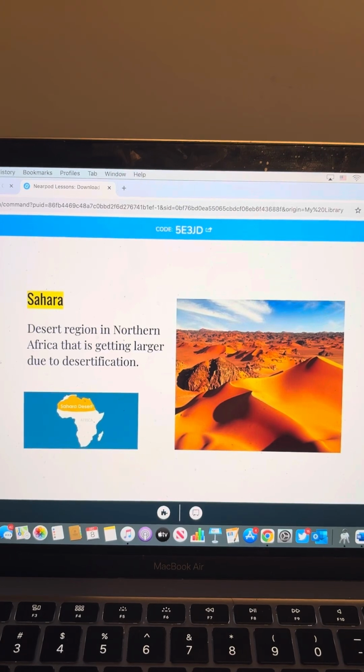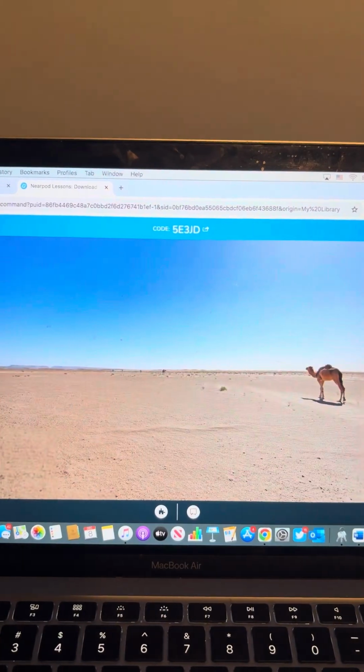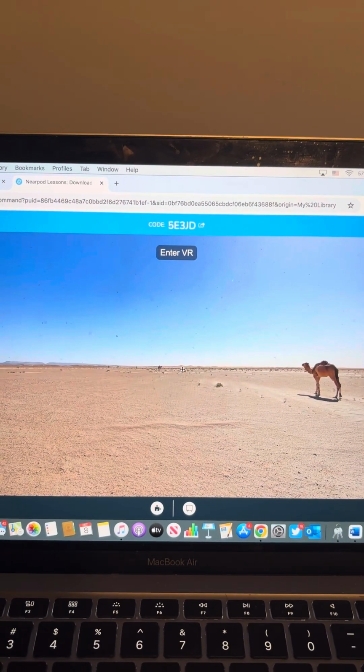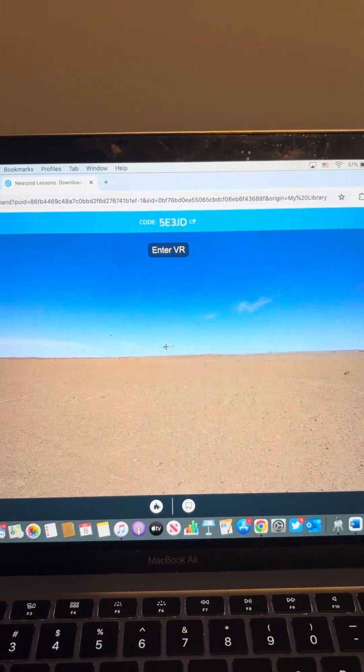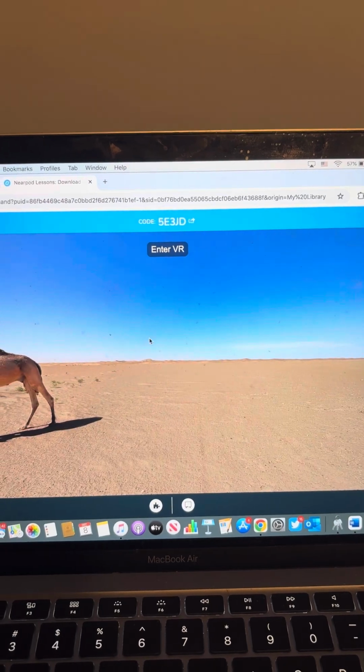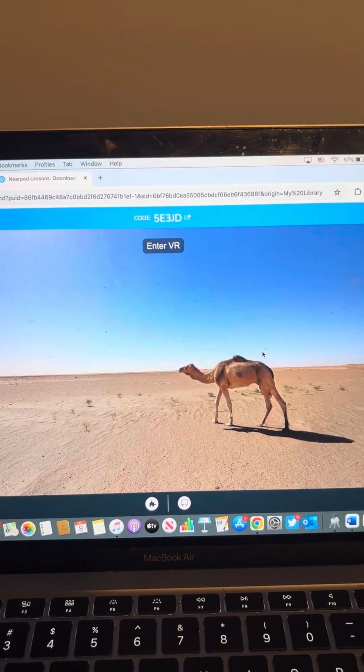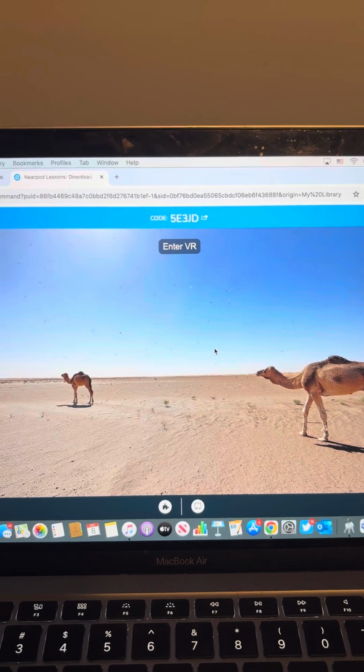Then as I finish up my notes for the Sahara, they would be able to flip to the next slide on the Nearpod, which is really cool. It's a virtual reality of the Sahara Desert. It's a 360, so you can go all the way around. It's a true virtual reality experience.